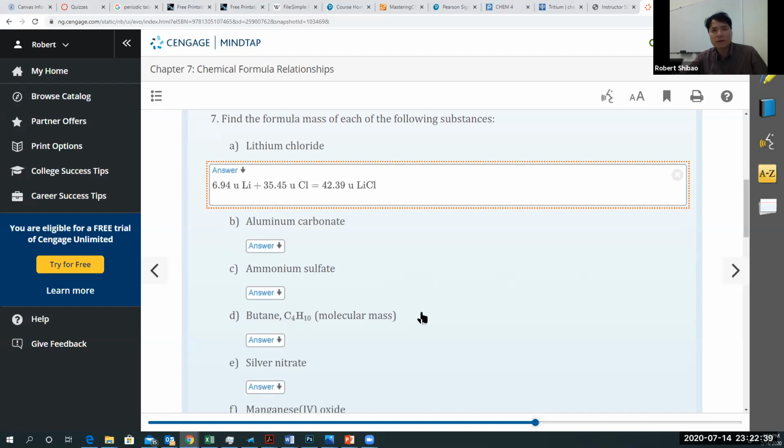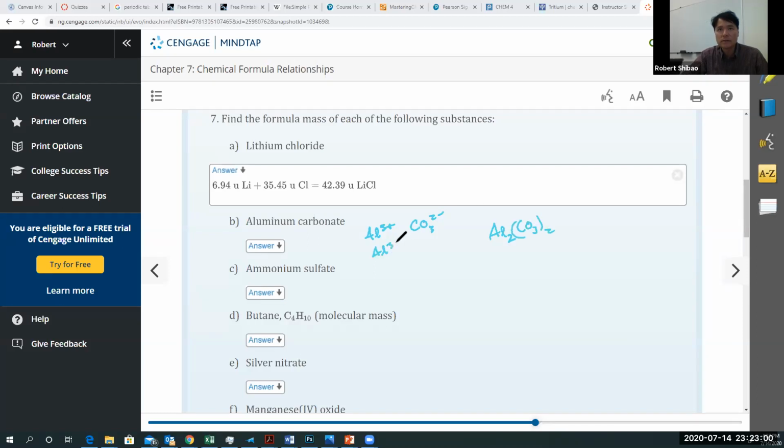First, we have to get the right formula. If you don't get the right formula, you can't answer these questions. And so we got to know the formulas. Aluminum carbonate. Aluminum is 3+, carbonate is 2-. And so here we're going to need 2 aluminums and 3 carbonates to balance it out. That is, if I take 2 aluminums, it's 6+, and then 3 carbonates is 6-. And so it balances out.